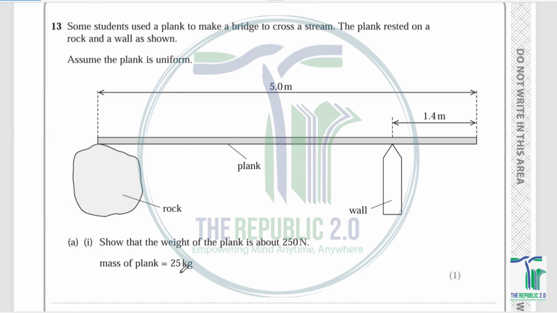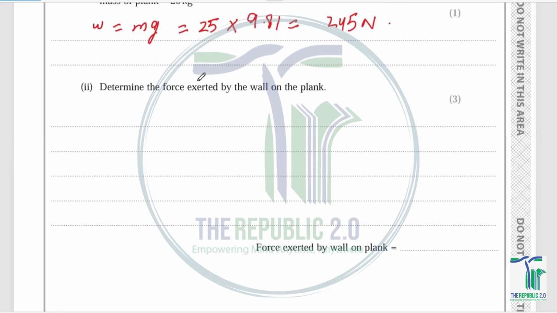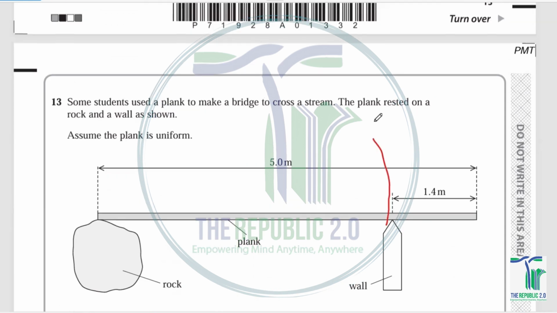So if you want to calculate the weight of the plank, just use W equals mg. So you would have the final answer. M is 25 times g, which has to be 9.81. So you're just going to multiply them and you'll get the final answer. That comes out to be something like 245 Newtons, right? Now, in the B part of the same question, you need to determine the force exerted by the wall on the plank.